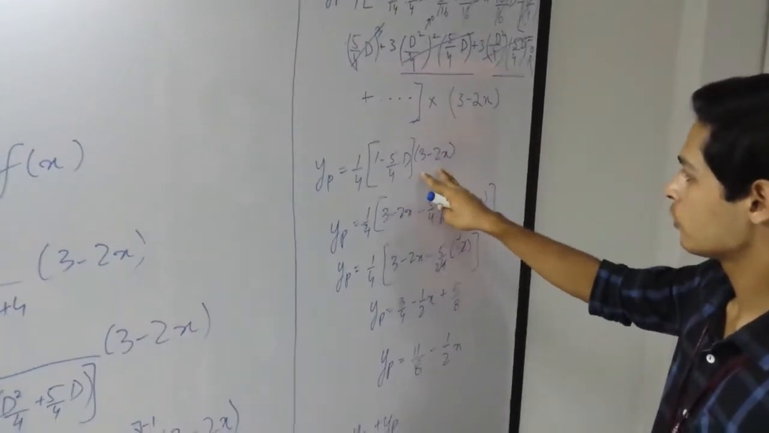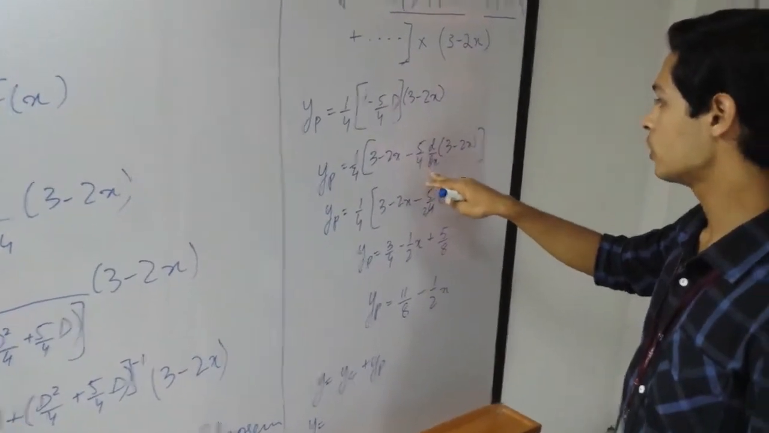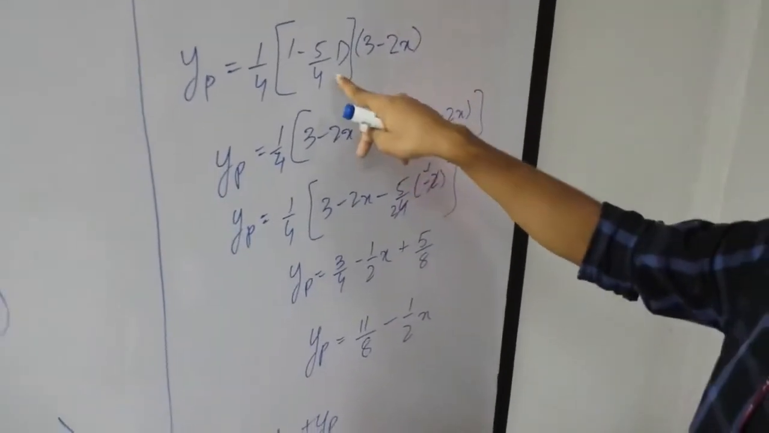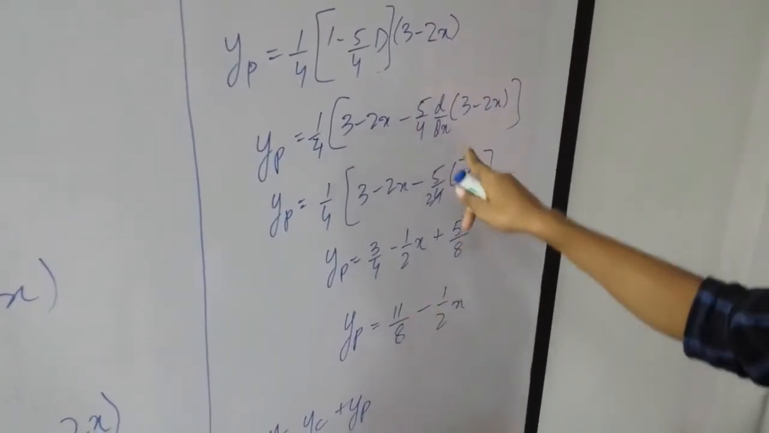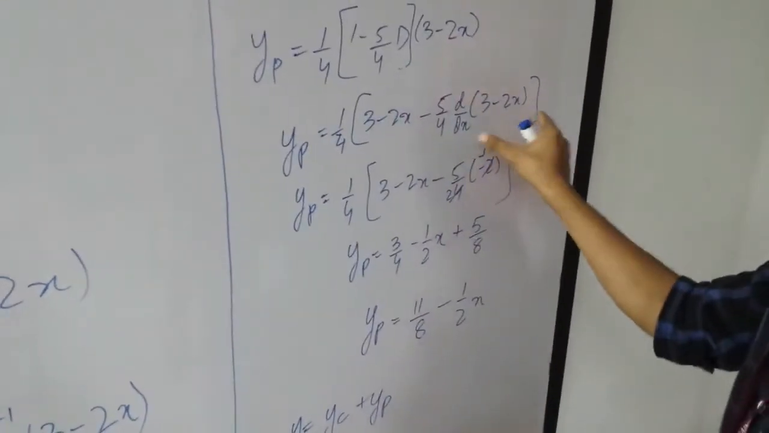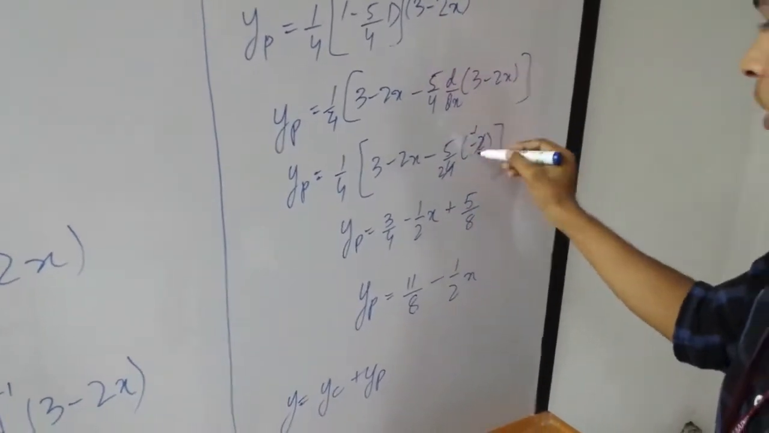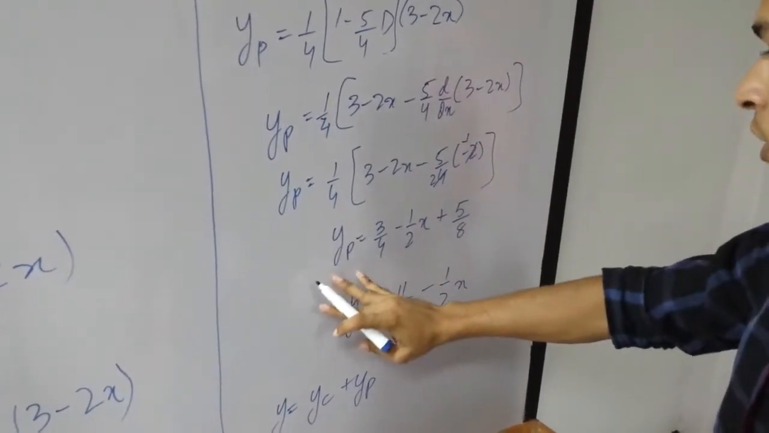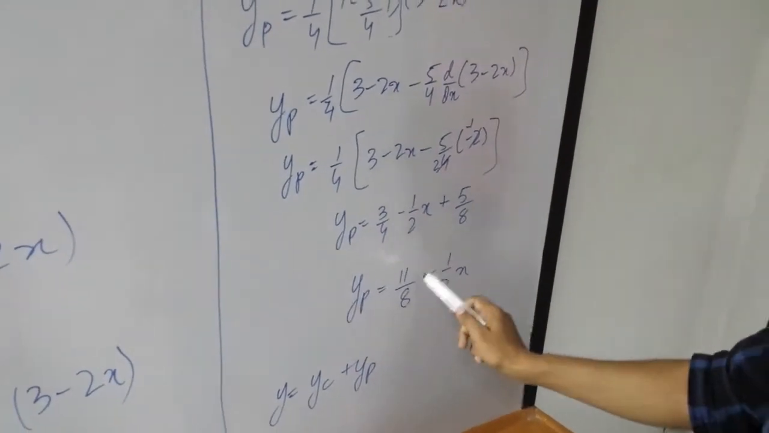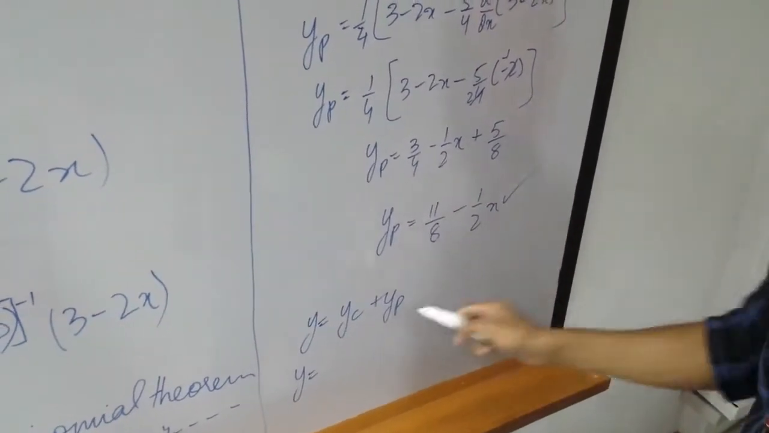So multiplying 3 minus 2x with this, it will become 3 minus 2x minus 5 upon 4 d upon dx into 3 minus 2x, where d upon dx is equal to capital D. So d upon dx means taking the first derivative. Taking the first derivative of 3 minus 2x, it would be minus 2. Then simplifying, yp is equal to 3 upon 4 minus half x plus 5 upon 8. So yp here will be 11 upon 8 minus half x. Therefore this is our yp.